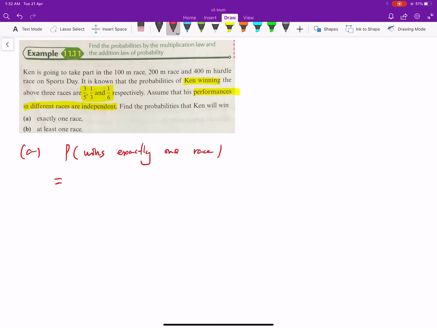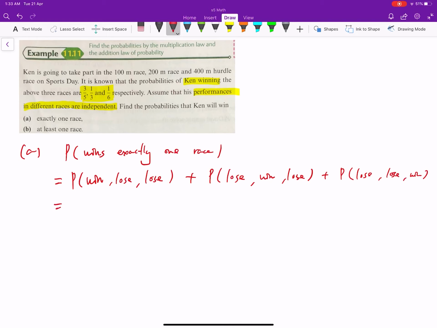So this means he can win the first one and then lose the following. But he can also lose the first, then win, and then lose. And finally, sure, he can lose 2 and then win the last one. So for the first one, win, loss, loss, we get win is 3/5 and then loss is 1 minus 1/3.